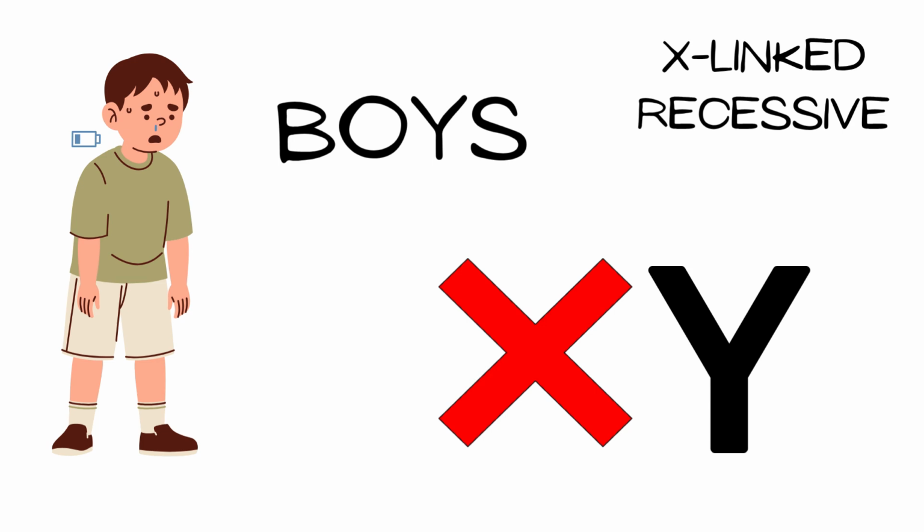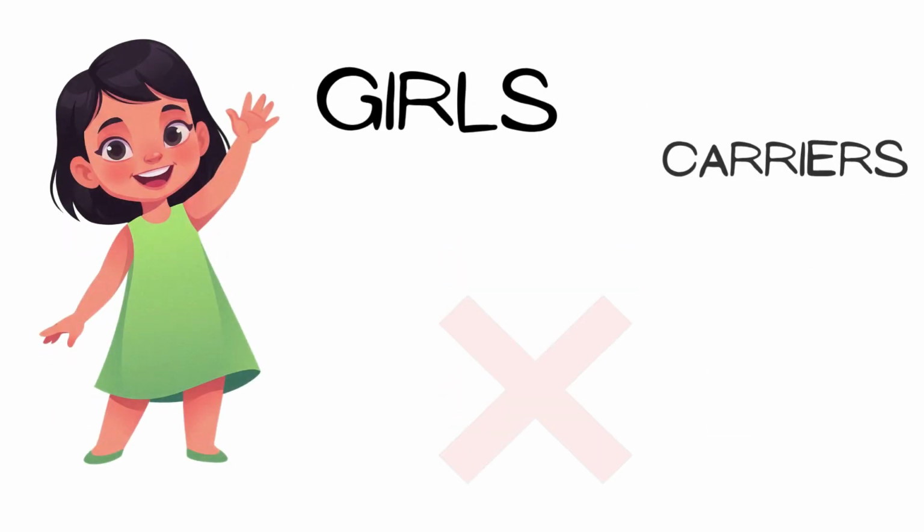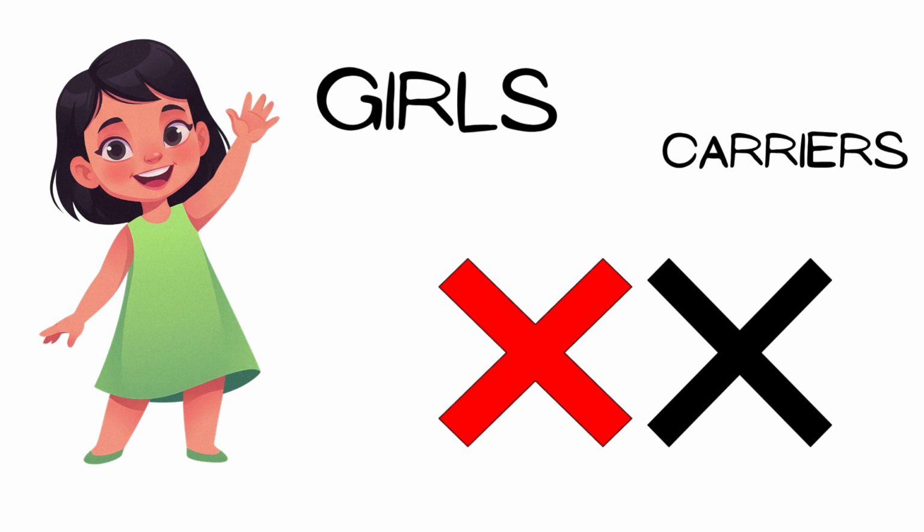So boys have XY chromosomes. When the only X chromosome they have is affected, they will show the disease. Whereas girls have XX chromosomes, so when one X chromosome is affected, they still have another X chromosome, so they just become carriers of the disease, but they won't have serious symptoms. Even if they have symptoms, it will be very mild symptoms.